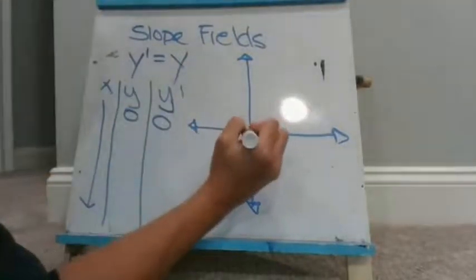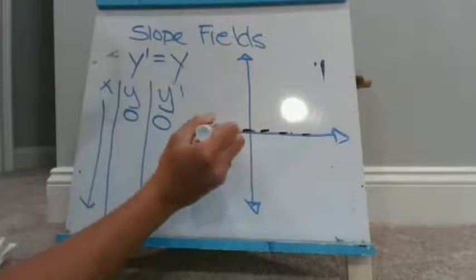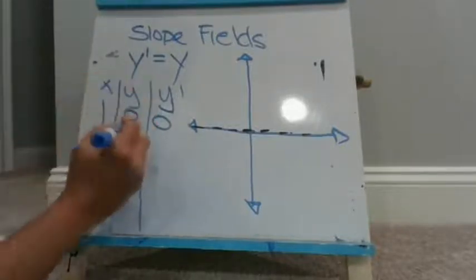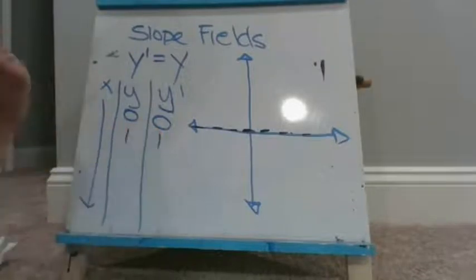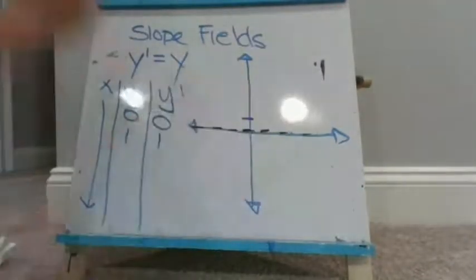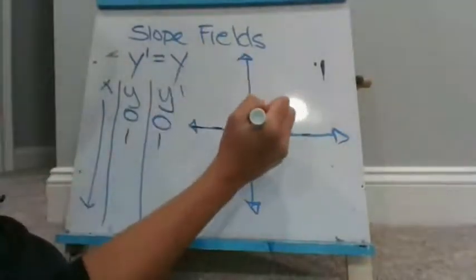It looks like this. So for all x values, I'm going to have 0 slope. Now let's do y equals 1. For y equals 1, my derivative is 1. So at y equals 1, which is right here, no matter what my x value is, my slope is going to look like this. My slope is 1.